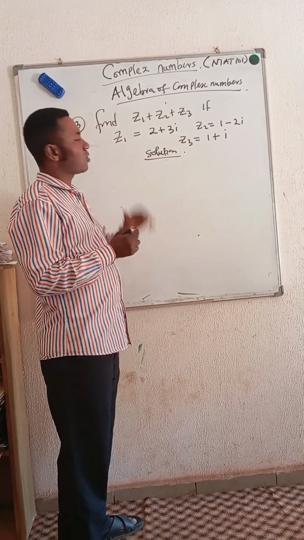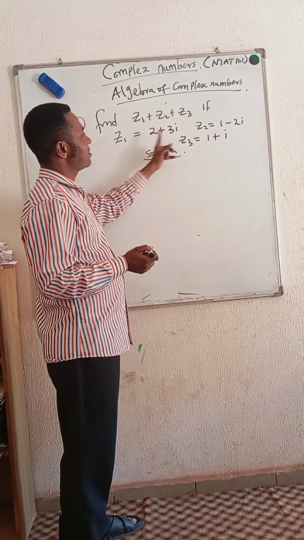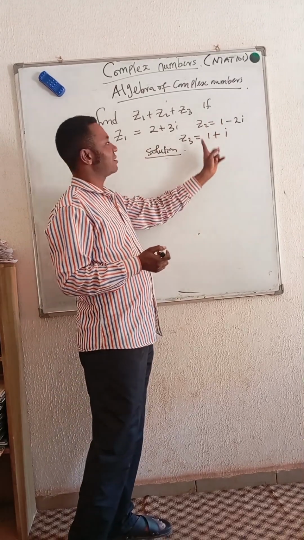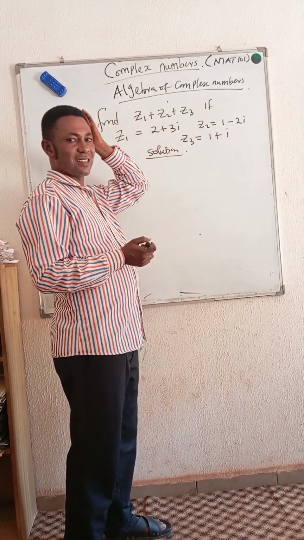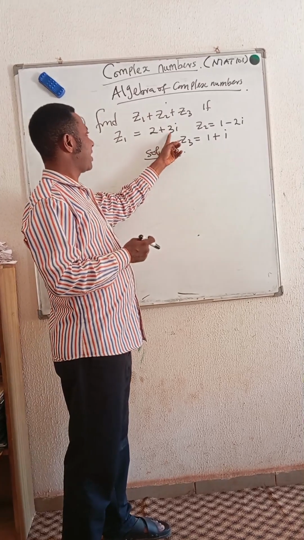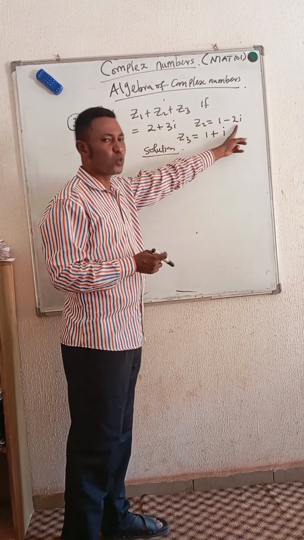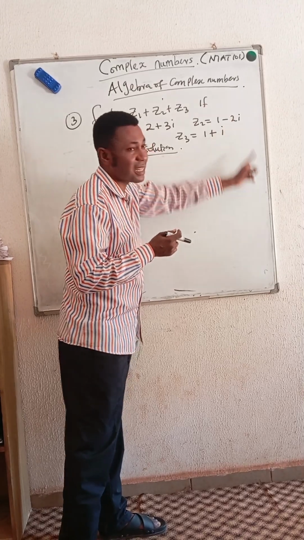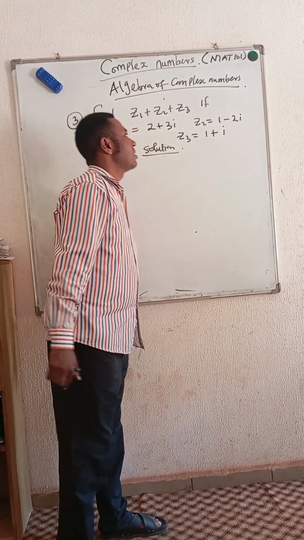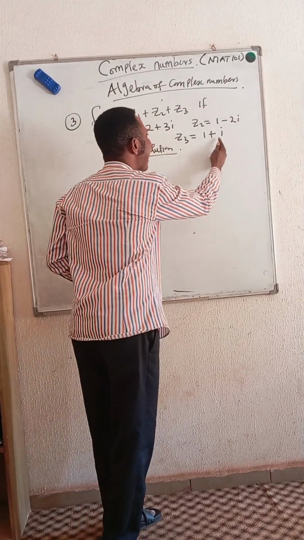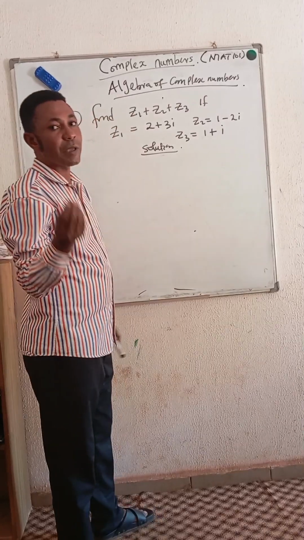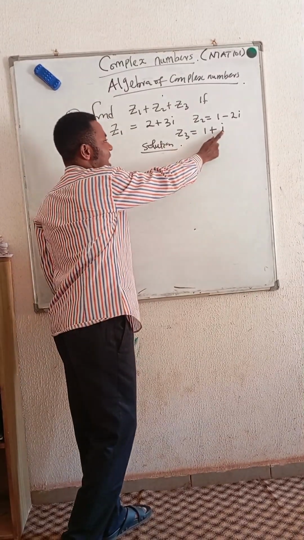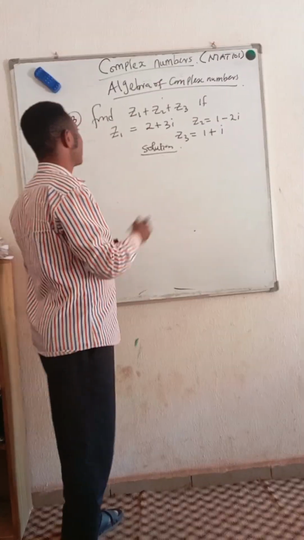So it means, look at it very well, 2 is the real part here, 1 is the real part here, then 1 is the real part here. Then for the imaginaries, 3 is the imaginary here, and here it is now minus 2, so minus 2 is the imaginary here. Then plus 1, because it's the coefficient of i that we call imaginary. So the coefficient of this one is what? 1. So now let us add.